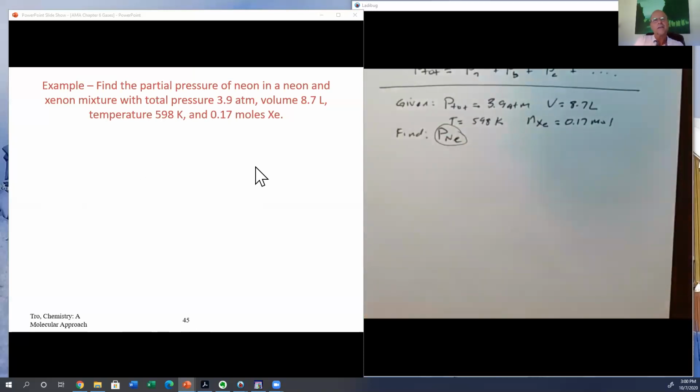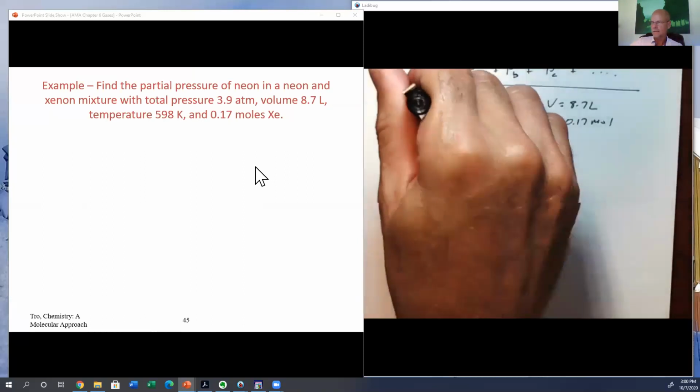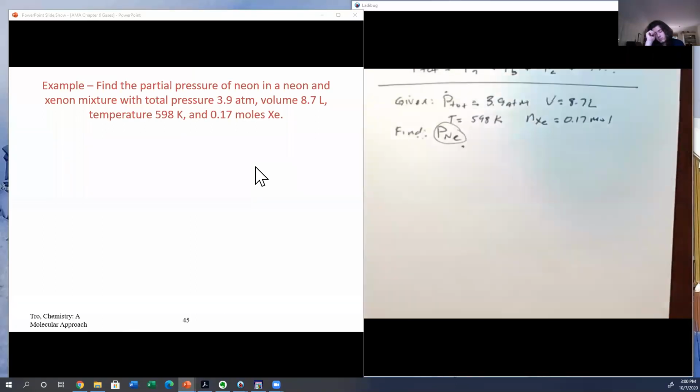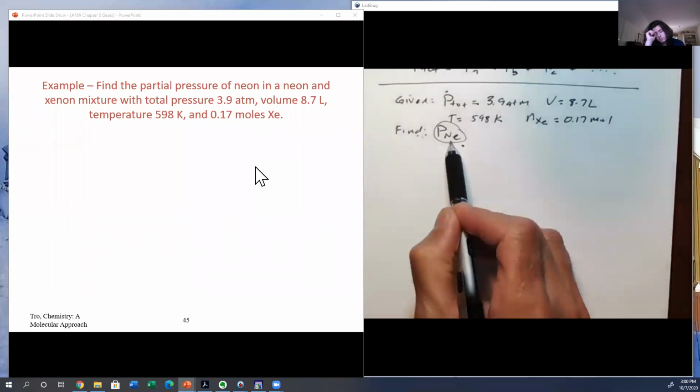So again, the art of problem solving, right? How do you look at a problem and figure out what to do? The first thing you do is sort the information. What are you given? What are you trying to find? Then you think, are there any relationships between what you're given and what you're trying to find? So right away you see P neon.